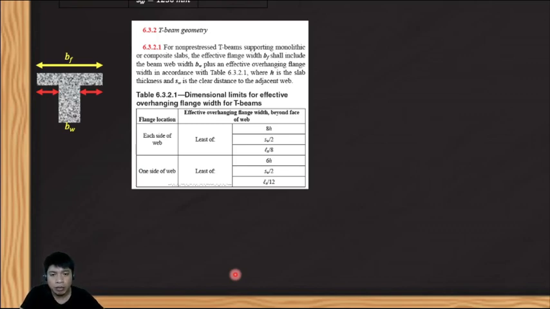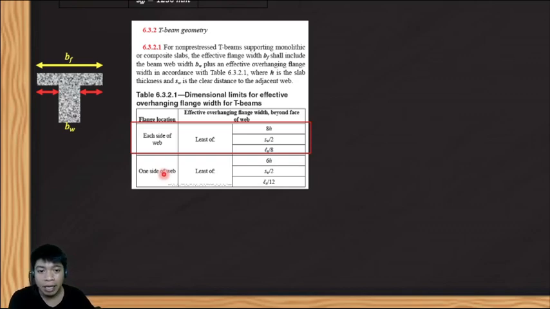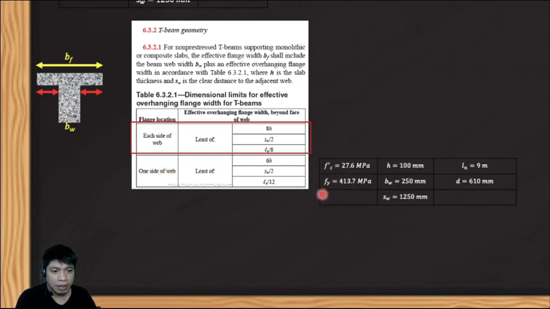Okay, so take note guys, yung ating given na T-beam ay may dalawang sides ng flanges sa magkabilang side ng ating web. So, ibig sabihin, ito yung ating gagamitin na formula. Kasi itong one side of the web is ginagamit lamang natin kung yung T-beam ay nasa dulo ng ating slab, or yun yung tinatawag nating L-shape na beam. Okay? So, ito yung ating mga given. Binalik ko lang siya guys.